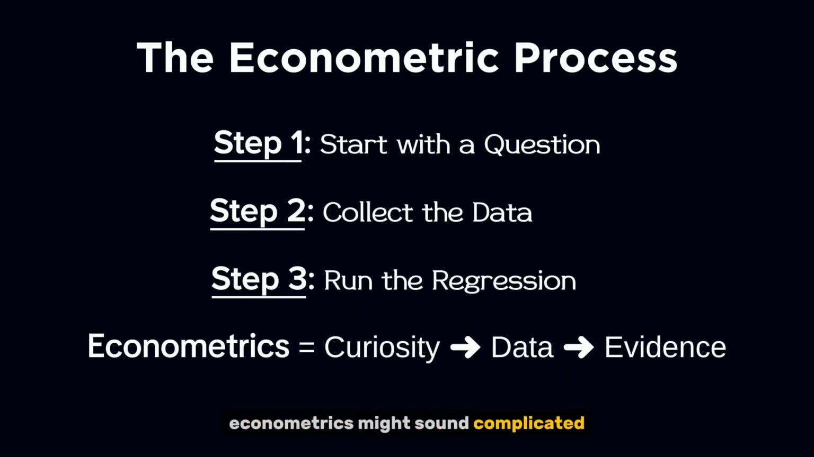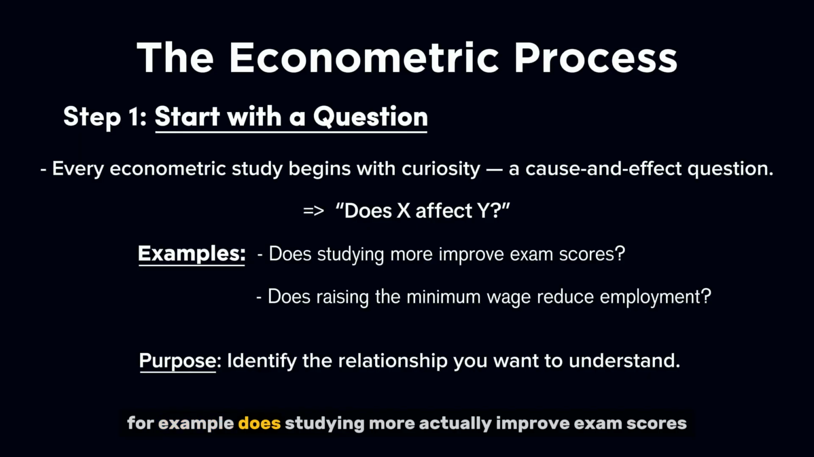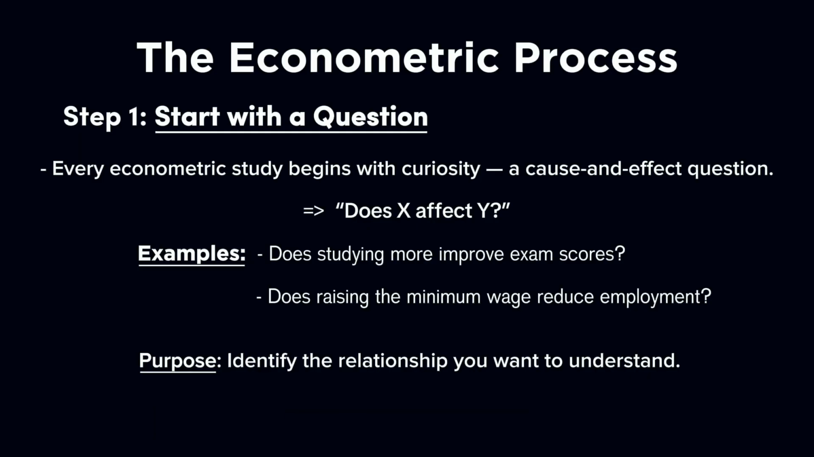Econometrics might sound complicated, but at its heart, it follows a simple three-step process, a logical path that connects curiosity with real-world evidence. It all starts with a question. Every great econometric study begins with something we want to understand. For example, does studying more actually improve exam scores? Or does raising the minimum wage reduce employment? It's that spark of curiosity, the "does X affect Y" question, that drives the whole process.